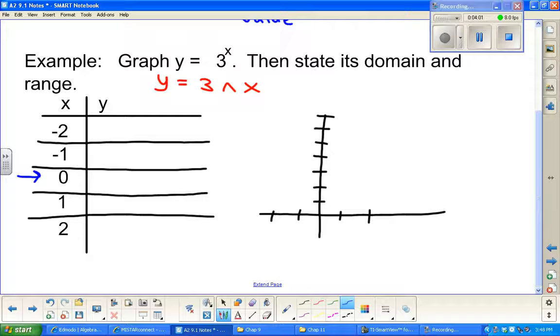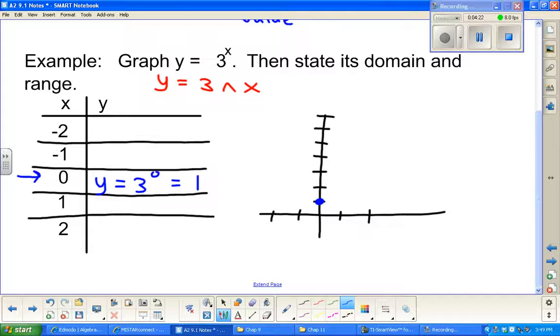So I just made a little table just to see what's going on. If x were 0, y would equal 3 to the 0 power. And there's a little property: anything to the 0 power equals 1. So the point (0, 1) is going to be on the graph.